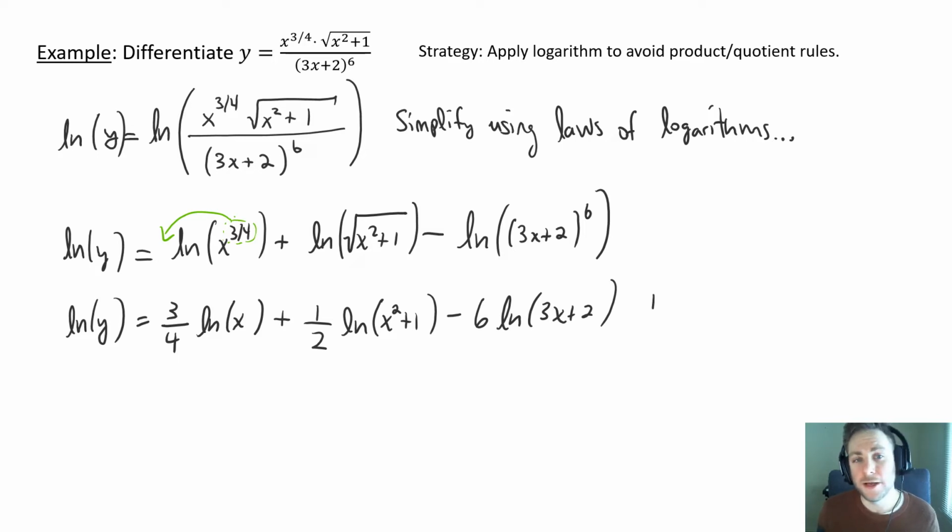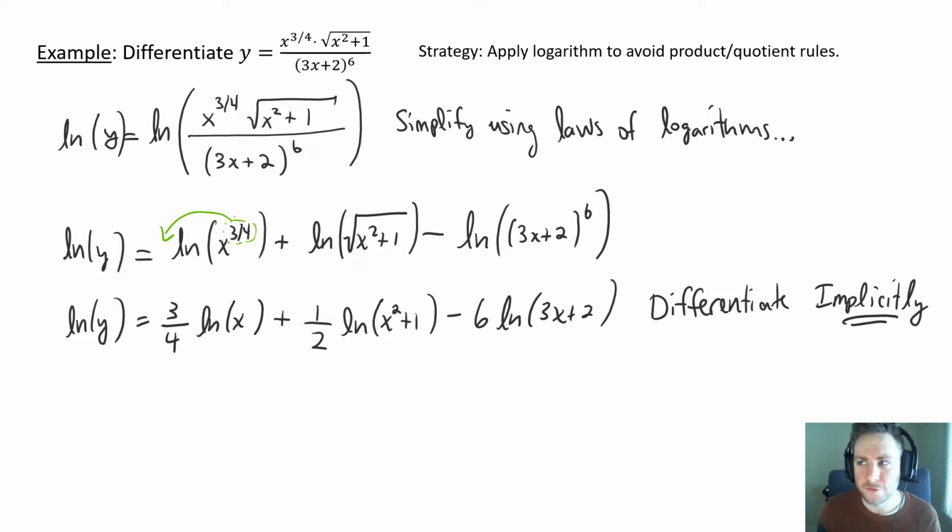And now that we've applied as many log rules as possible, we're ready to take our derivative, but we must do so implicitly, since on the left side, the variable y is contained inside a logarithm. So the y is not by itself, we gotta differentiate implicitly, which is no problem. We know that on the left side, the derivative of ln y is 1 over y times the derivative of y according to the chain rule.